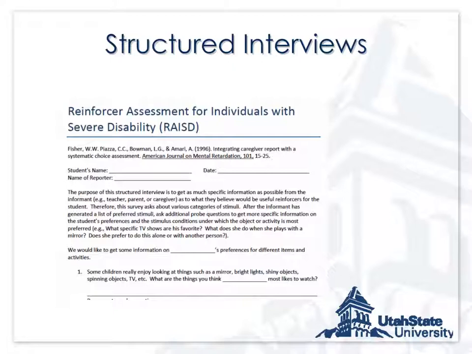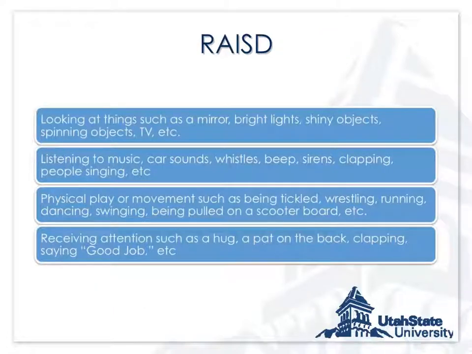An example of this type of interview is the Reinforcer Assessment for Individuals with Severe Disability, or RAISD. The informant is asked to answer questions about a variety of different stimuli, as well as provide more specific information about the conditions under which these stimuli are most preferred. Here are a few examples from the RAISD.